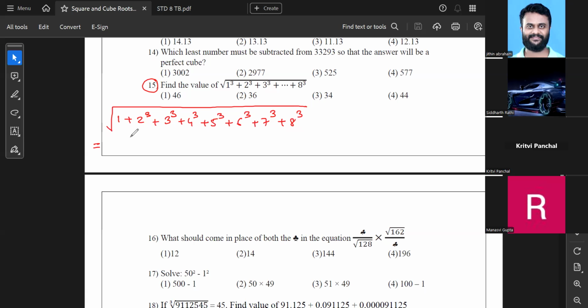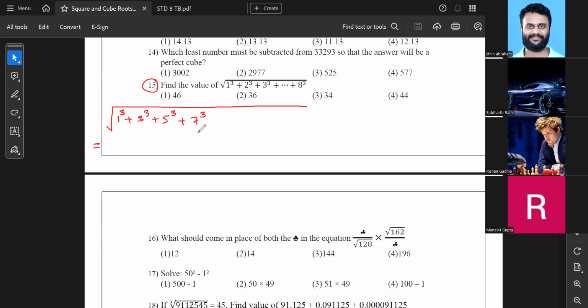Okay, fine. So first of all, I'll separate odd numbers and even numbers. So I'll separate and write them right here. Instead of doing such long steps, over here only I'm going to separate them. So I'll be writing this as 1 cube plus 3 cube plus, I think, 5 cube and 7 cube. No, but that won't work either. No, no, no, that won't work either.